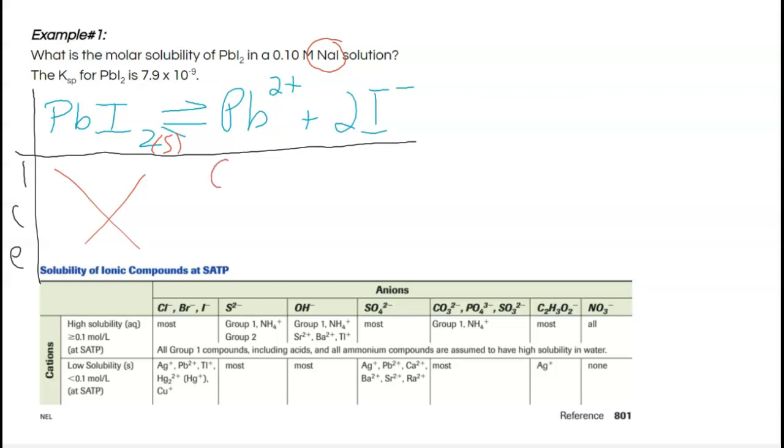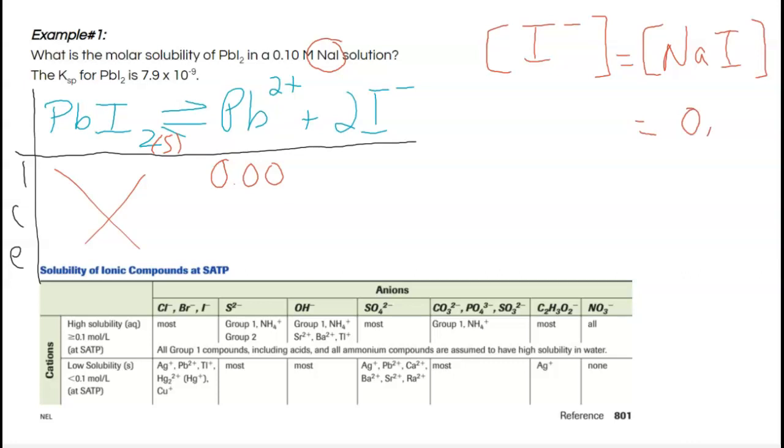So although I have 0.00 moles per liter of Pb2+ at the beginning, I don't have 0.0 of the I minus because of my NaI solution. So I know that the concentration of I minus initially in solution is going to be equal to the concentration of NaI, because for every one NaI that dissociates, there's only one I minus ion that is liberated. So that will allow me to say that the initial concentration of I minus is 0.10 moles per liter. So that's in fact what I'm going to be putting into my chart.